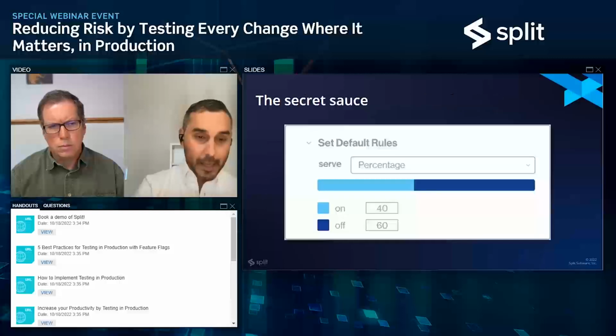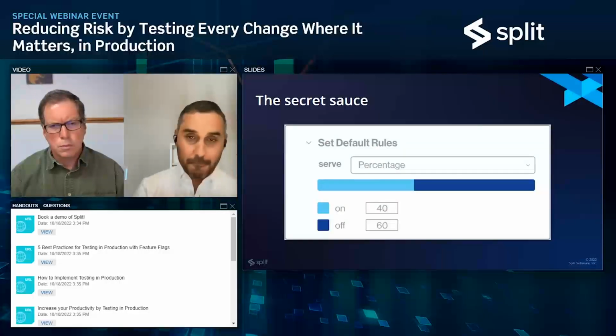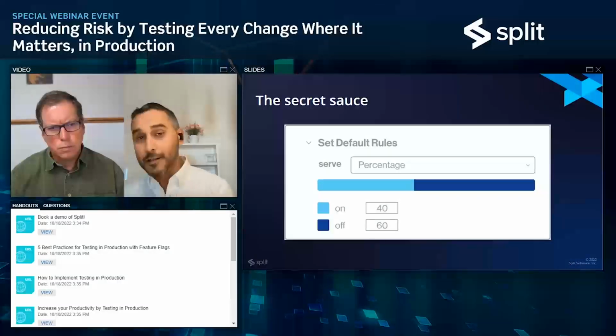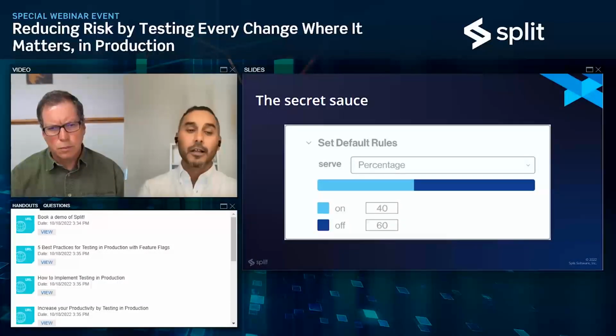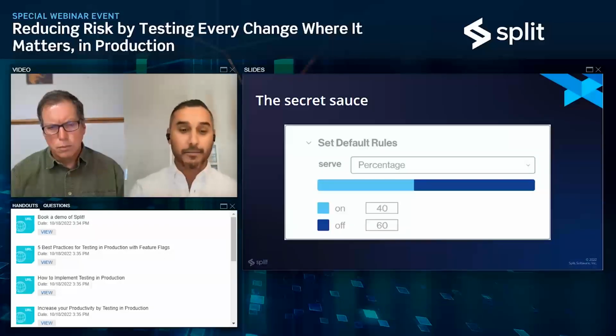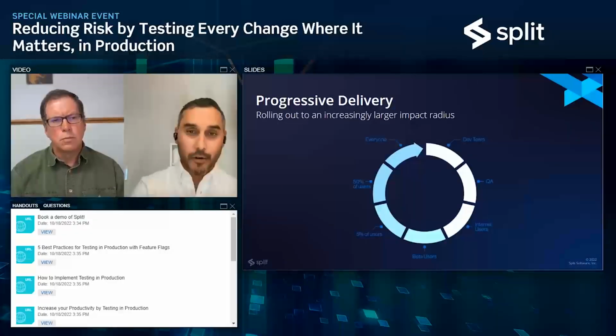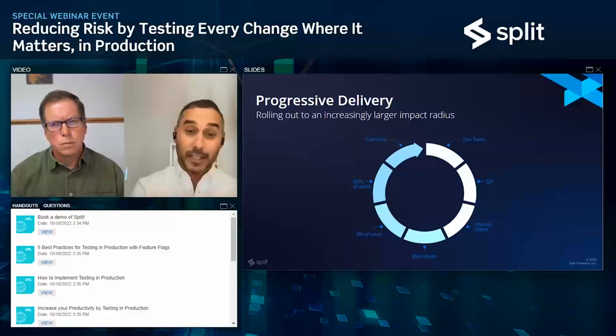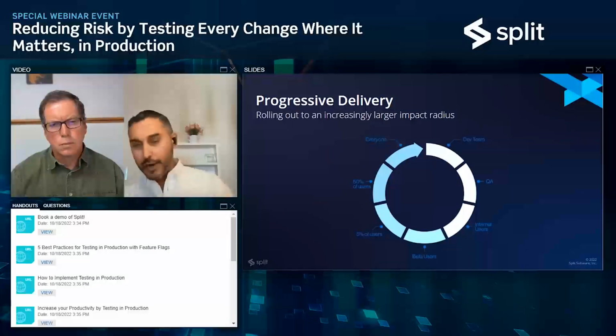So back to how we test with feature flags. The secret sauce is this, and thankfully many of you are using controlled rollouts. It's a percentage rollout: the ability to control what percentage of your users will see your feature. That's the secret sauce to many of the ways that we test in production. With that, we're going to talk next about how we do this safely, by using these feature flags and that percentage capability to achieve progressive delivery. And what is progressive delivery?